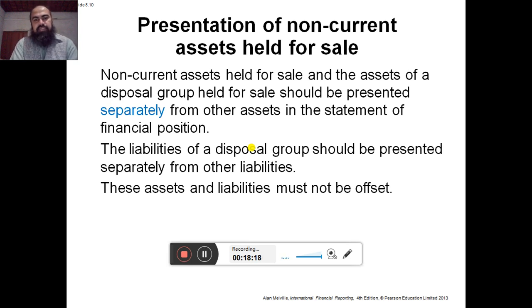Final point that needs to be considered: taking the same example of the car, the cost is 2 million rupees on the asset side, and its associated liability is like 500,000 rupees on the liability side. Both are distinctly presented separately from the other assets and other liabilities. You cannot offset them. Like, you cannot say that 2 million rupees on the asset side and 500,000 rupees on the liability side, so we may offset them. No, it is not possible. So both will be presented at their own place, and that would be better reporting.